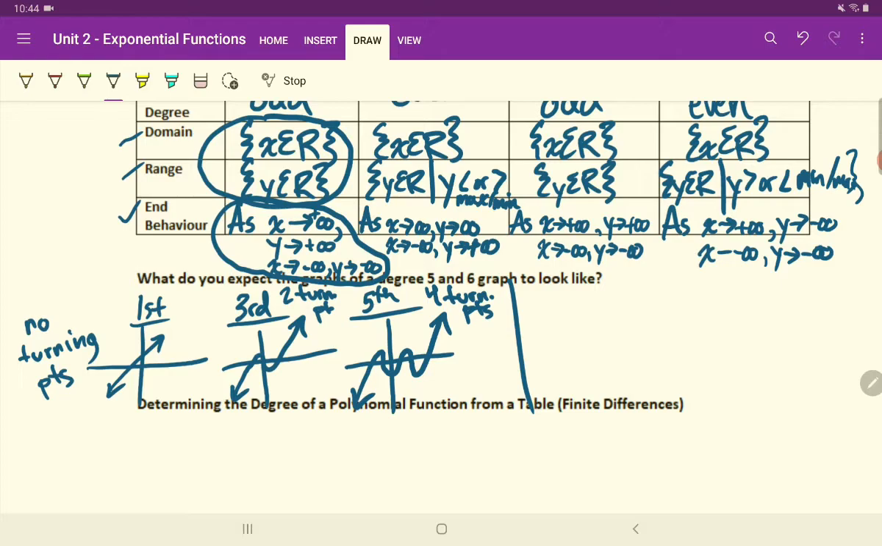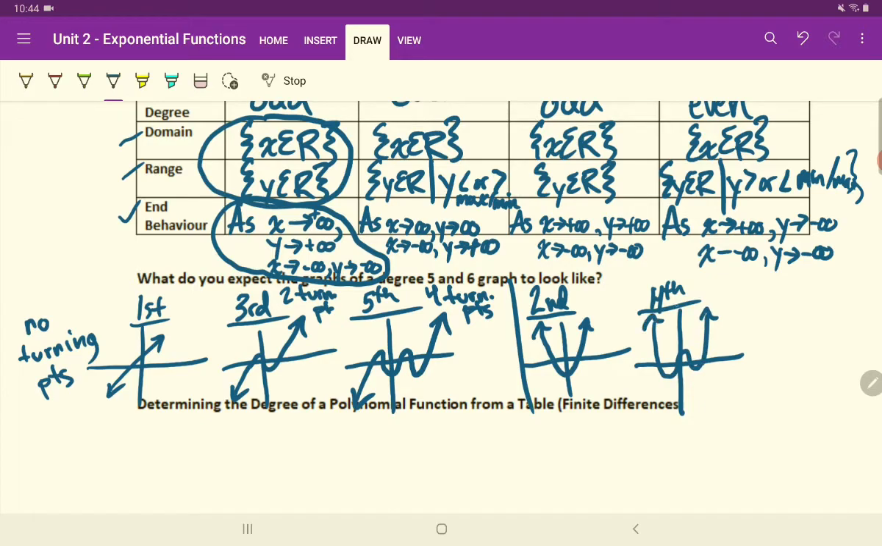What about a 6th degree? Well, if a 2nd degree equation can look like this, and a 4th degree equation can look like this, a 6th degree could look like, well, let's see how many turning points. Remember, there's always 1 less turning point than the degree. So look at the 4th degree. I have 1, 2, 3 turning points, right? 1 less. So that means a 6th degree will have 5 turning points.